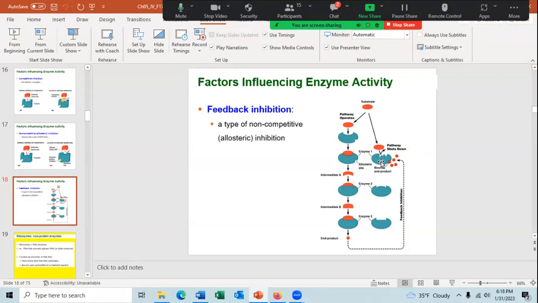If there's lots of end product around, one of the end products will bind to the enzyme and keep it shut down. But if the cell needs more end product, there won't be much end product around, and so there will not be an end product binding to the enzyme 1. And then enzyme 1 will be active, and then we'll start making the end product again. And those are the two reasons why feedback inhibition is commonly seen in cells.